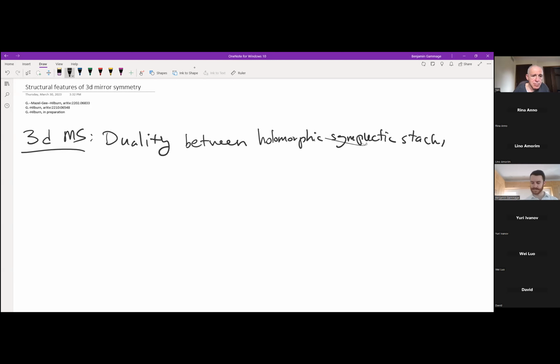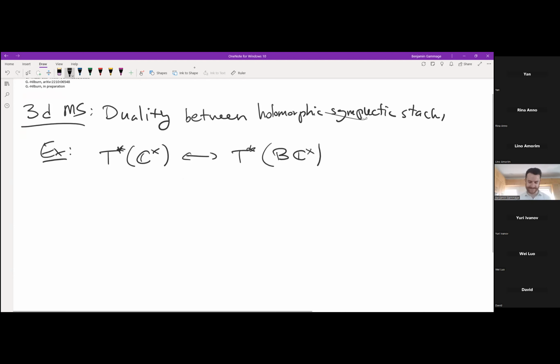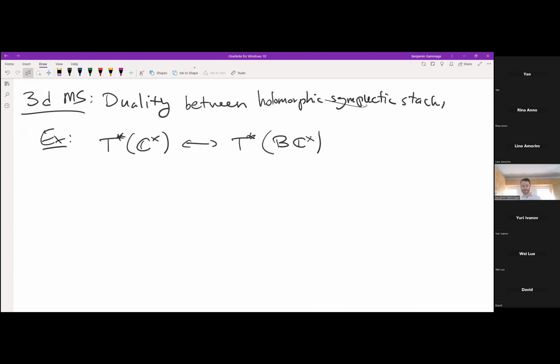So the simplest and most fundamental example is supposed to be that the cotangent bundle of C star, right? My favorite symplectic varieties are cotangent bundles of algebraic varieties. And this is supposed to be dual to the cotangent bundle of BC star, the classifying stack of C star, where now the C star on the right is the dual torus to the C star on the left. So that's the fundamental duality that we'll see reoccur again and again throughout this talk.